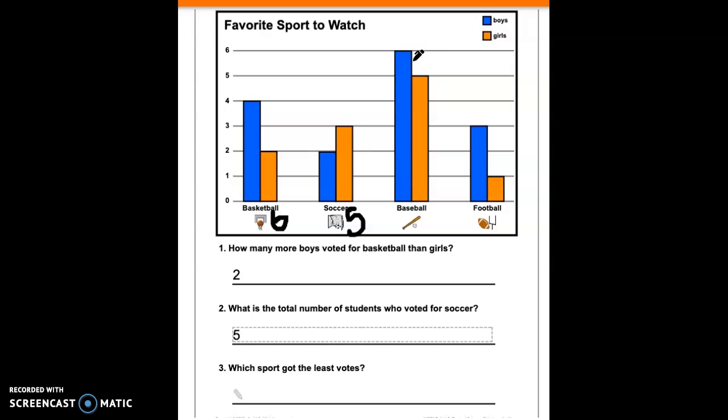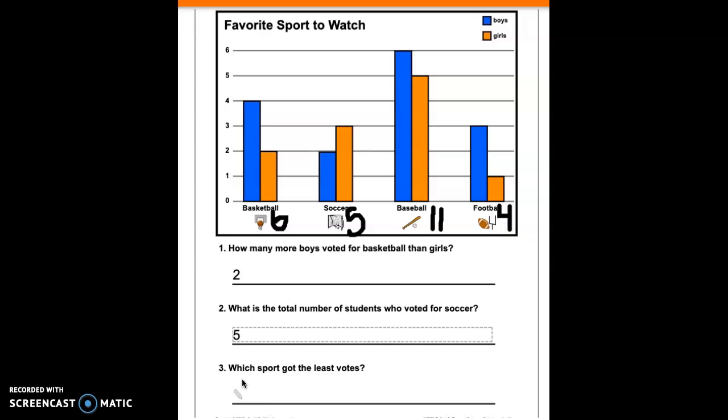Baseball, 6 plus 5. So we can count on. We have 6, 7, 8, 9, 10, 11. So baseball is 11. And football is 3 boys and 1 girl. So 3 plus 1. So football is 4.